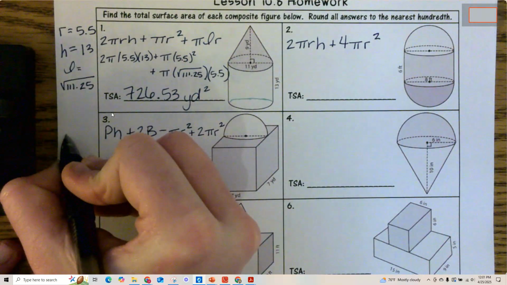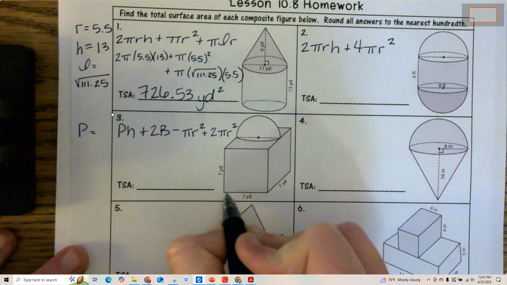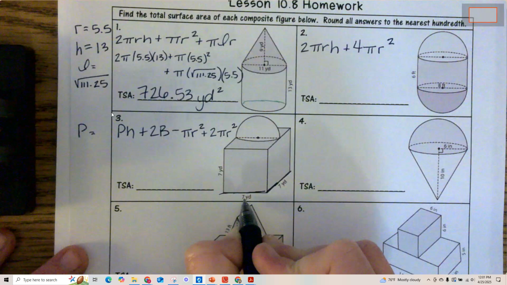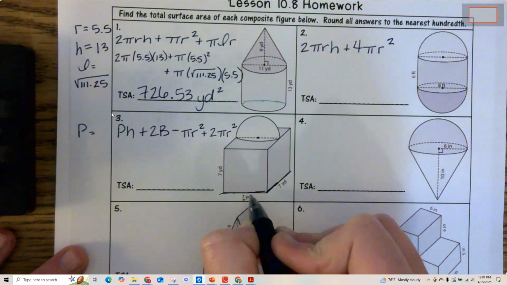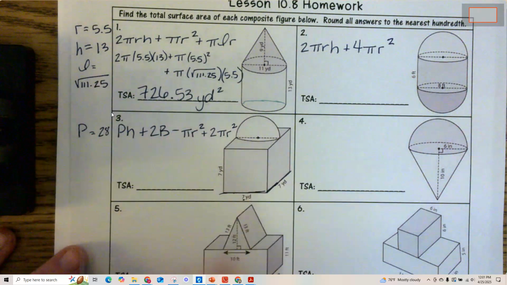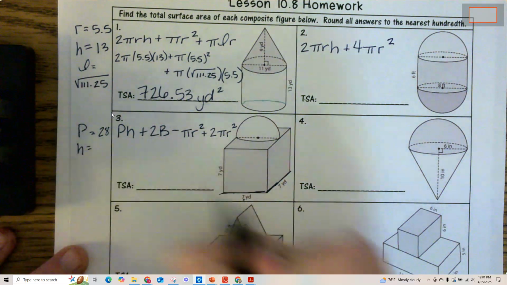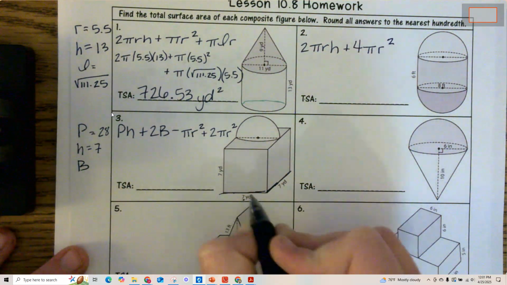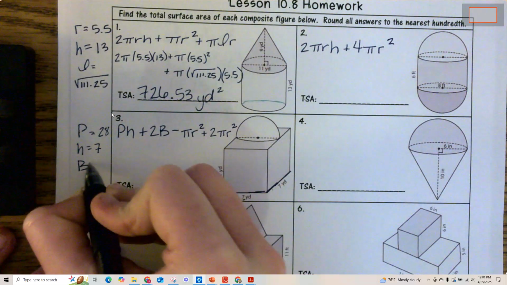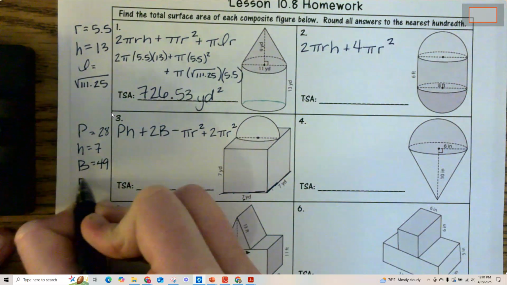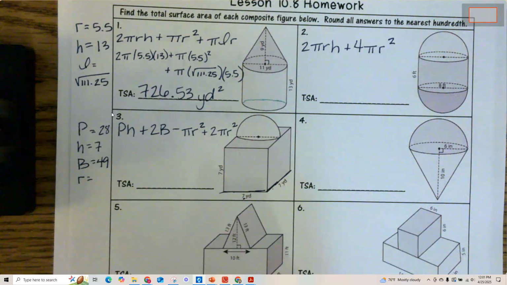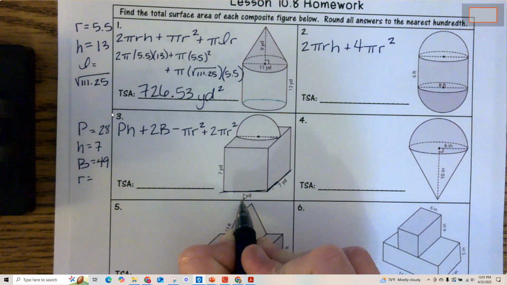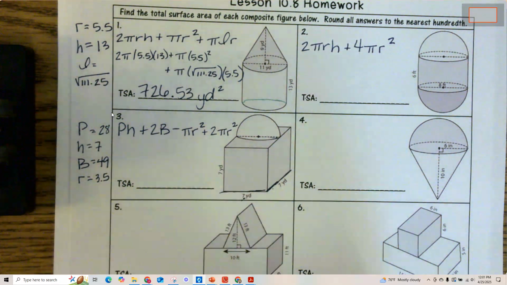All right, perimeter of the base. So we're going to say this one is our base here. It's a cube. Every side is 7. So 7 times 4, perimeter is going to be 28. Height is going to be 7. Big B, area of the base, 7 times 7. What would the radius of this hemisphere be? 3.5. If all the way across this is 7, halfway across it is 3.5.